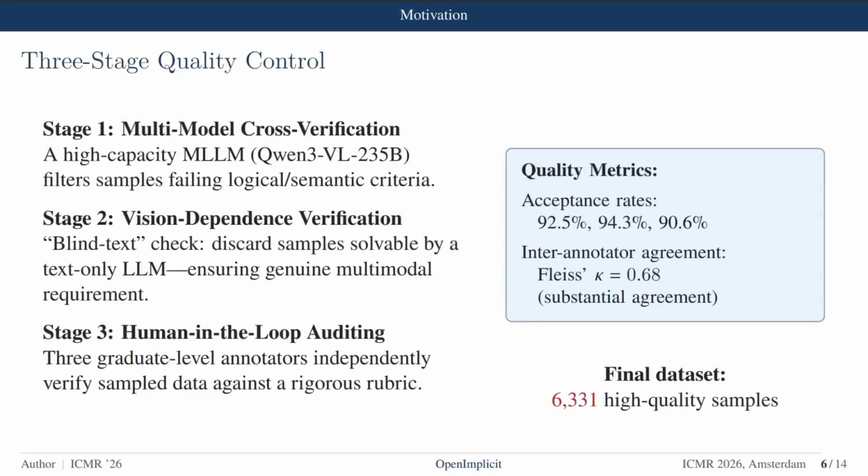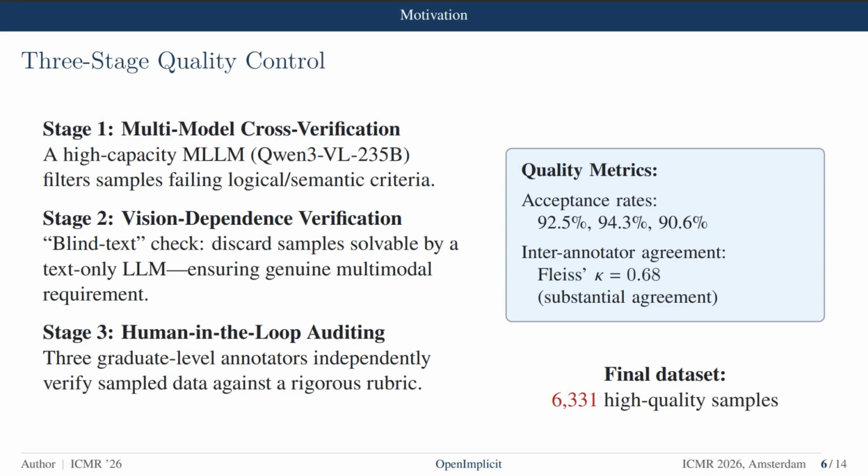To mitigate hallucinations and biases from automated annotation, we implement a rigorous 3-stage quality assurance protocol. Stage 1 is multi-model cross-verification, where a high-capacity MLLM filters samples that fail to meet our predefined logical and semantic criteria. Stage 2 is vision dependence verification, a blind text check that discards any samples solvable by a text-only model, ensuring our benchmark genuinely requires visual understanding. Stage 3 is human-in-the-loop auditing.